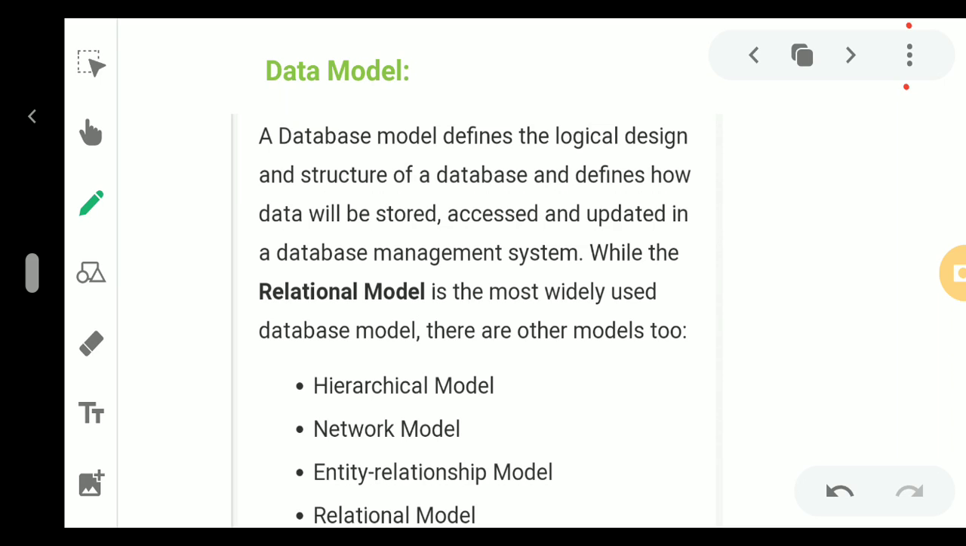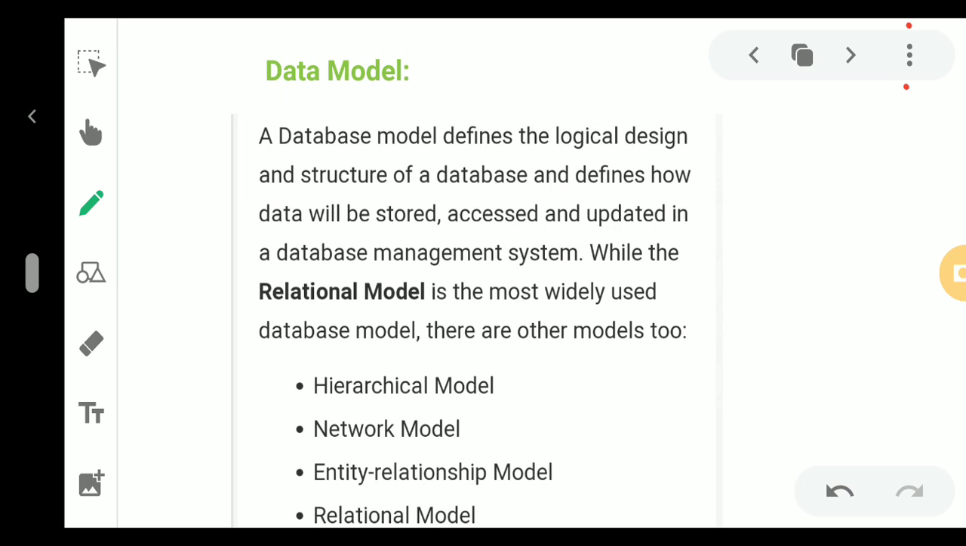The topic left is the data model part. Data models are collections of conceptual tools for describing the data, the relationships between the data, and the constraints applied on the data.